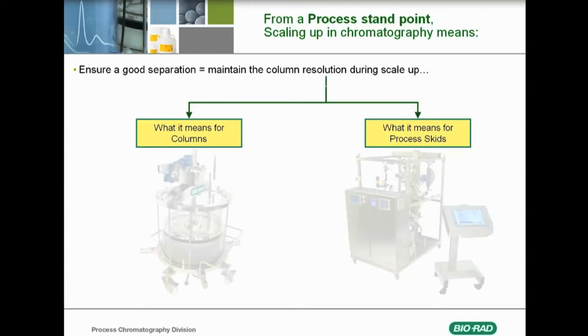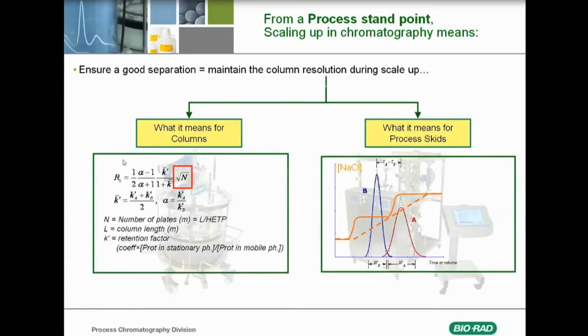Depending on whether we speak about columns or process kits, it translates into different critical quality attributes. Concerning the columns, I placed here the formula which gives the resolution related to the retention factors and number of plates. This formula is valid for isocratic mode, which is the most demanding, but it's also true for gradient chromatography. What it says is that it is very much linked to the interaction between the media and the molecules, and also to the number of plates. In other words, to the size of the beads and the quality of the distribution. But we're not going to speak about that today.